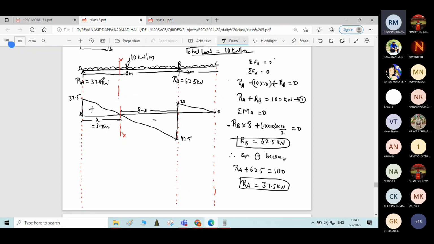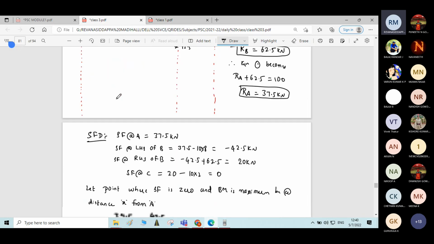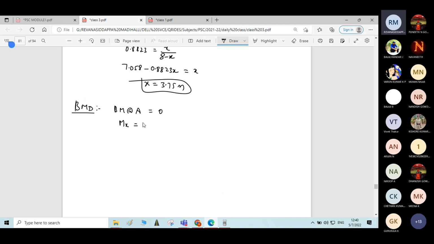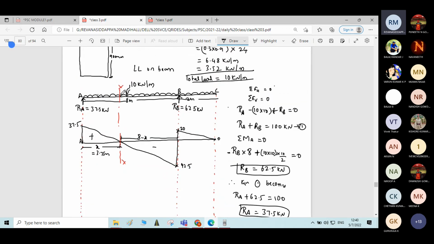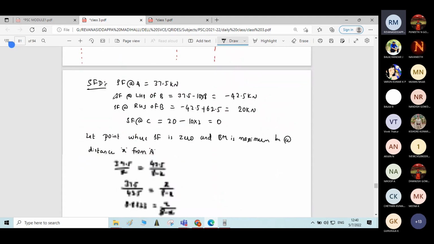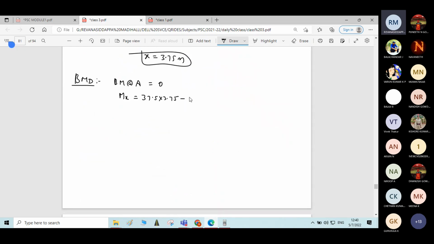First, you find bending moment due to RA, that is 37.5 kilonewton, 37.5 into 3.75, minus moment of UDL about the same point, 10 into 3.75 into 3.75 divided by 2. It is an anti-clockwise moment, that is a minus sign. If you calculate the answer, it is 70.31 kilonewton meter.